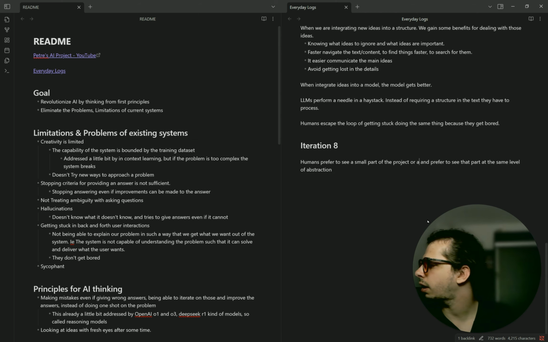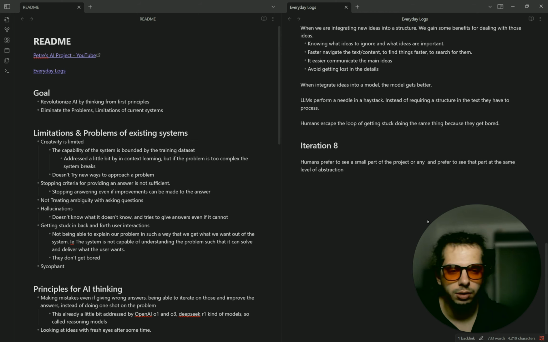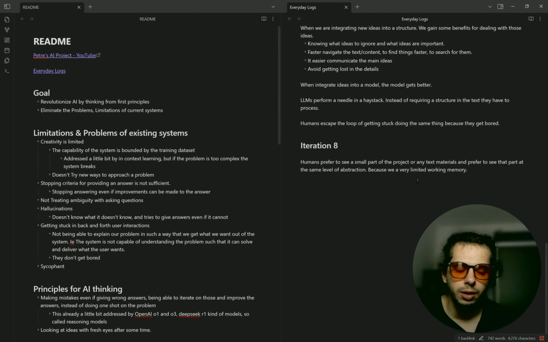actually any text materials, and prefer to see that part at the same level of abstraction. This preference is, of course, very related to previous ideas from previous iterations: because we have a very limited working memory, and because of that very limited working memory, we have developed some tools, some methods, some skills to build things in our small working memory.